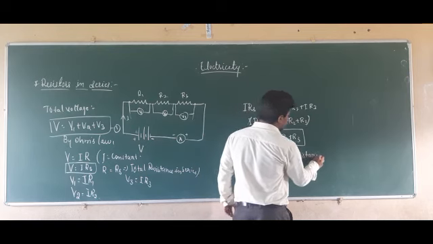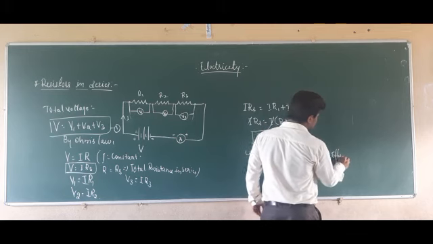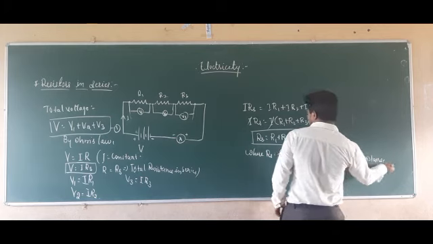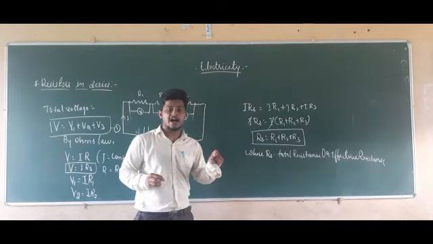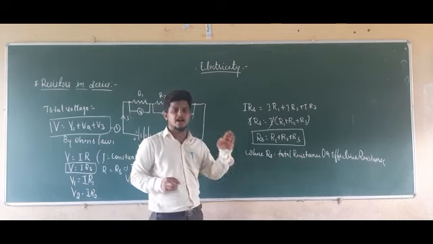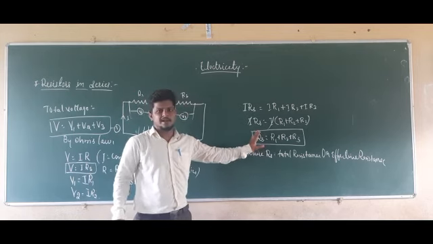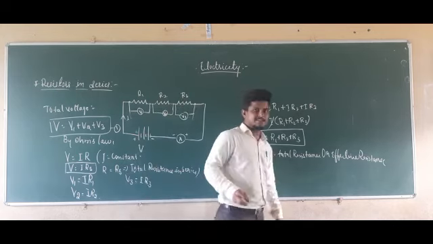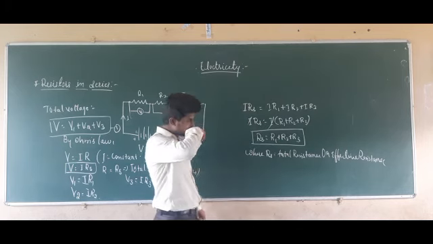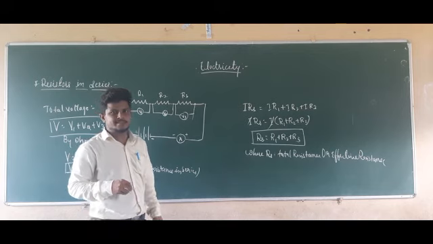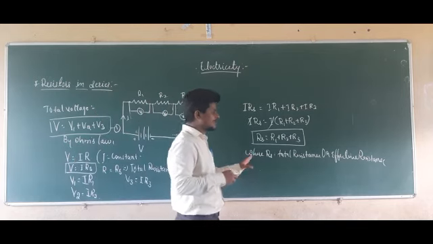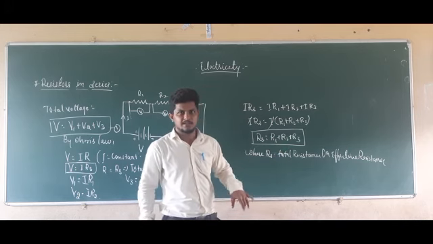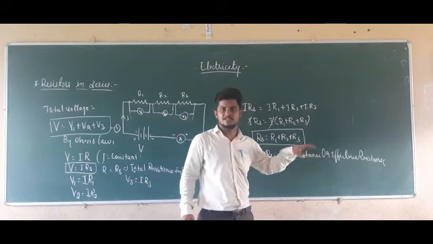RS is the total resistance or effective resistance, which can be denoted as RS, or as REFF, R effective, or as R dash. It is up to you, but always take RS, that is resistors in series connection. Therefore RS equal to R1 plus R2 plus R3. So the total resistance in series connection is the sum of the resistances of each resistor present in that circuit.